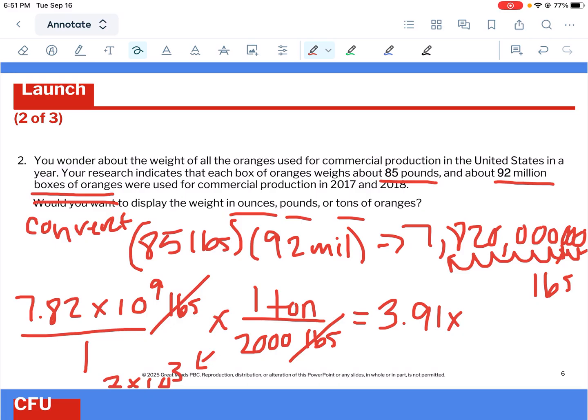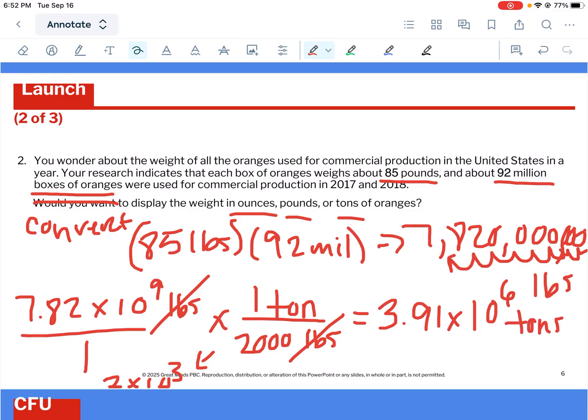Next, we're going to do 10 to the 9th power divided by 10 to the 3rd power. If you can remember when we were multiplying and dividing like bases, when we divide like bases, all we have to do is subtract the exponents from each other. So take the exponent from the numerator minus whatever the exponent for the denominator is. In this case, it's 9 and 3. 9 minus 3 is 6. So that gives us an answer of 3.91 times 10 to the 6 tons.